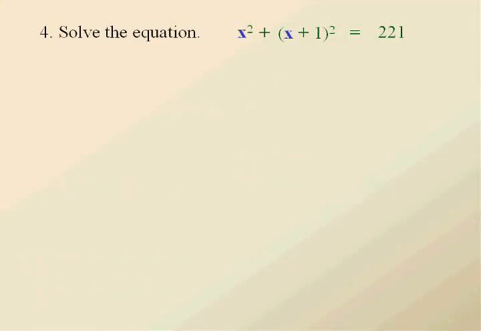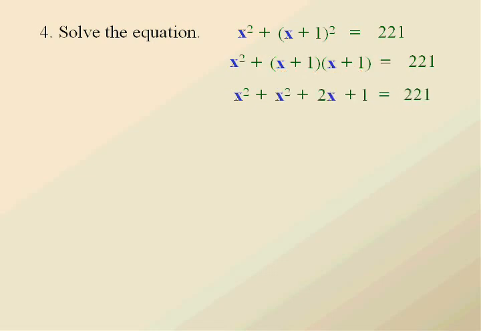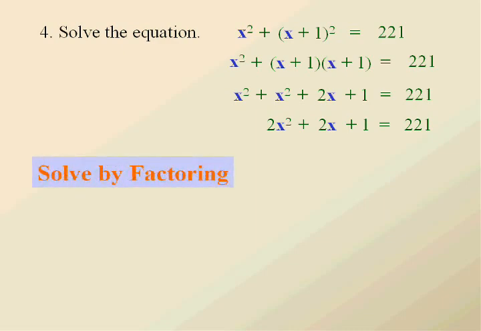Let's see. I'm going to go ahead and multiply x plus 1 times x plus 1. In other words, x plus 1 squared. And I'll get x squared plus, doing all the multiplication, this equals x squared plus 2x plus 1. Now, let's put those two like terms together. And I'm going to bring the 221 over.